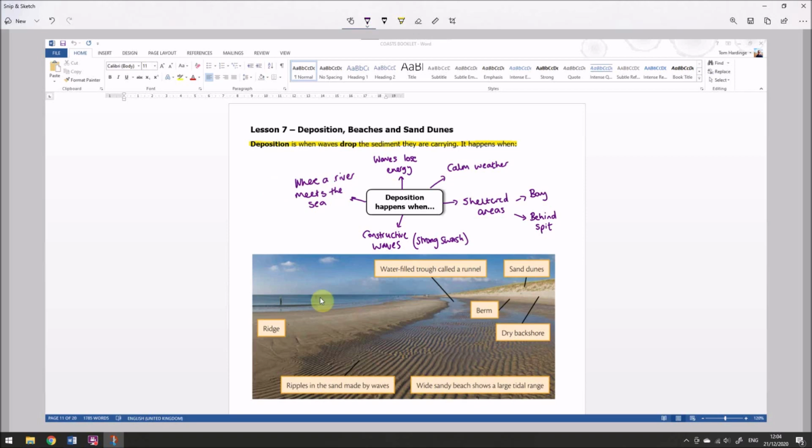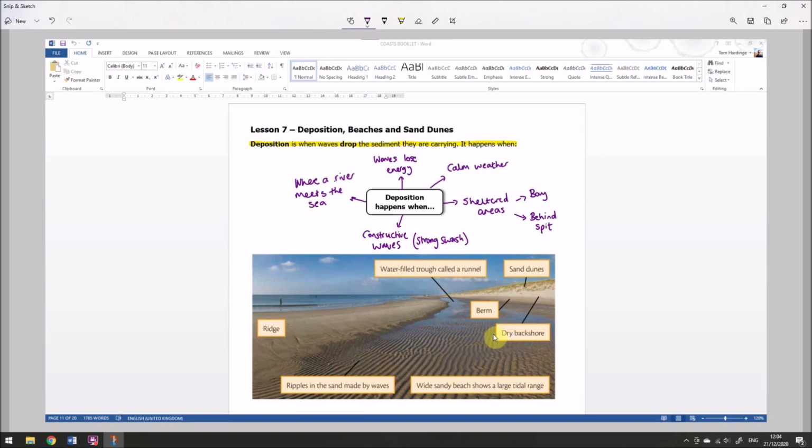So these are the reasons why deposition happens, and we can now go on to think about what impact this has in terms of forming beaches and sand dunes. If we have a look at the picture in your booklets, you can see a typical photo of a wide sandy beach here. We can see that the tide is out, exposing this wide area of sand. We can see ripples in the sand made by the waves as they've flowed over this beach as the tide has been coming in and out.